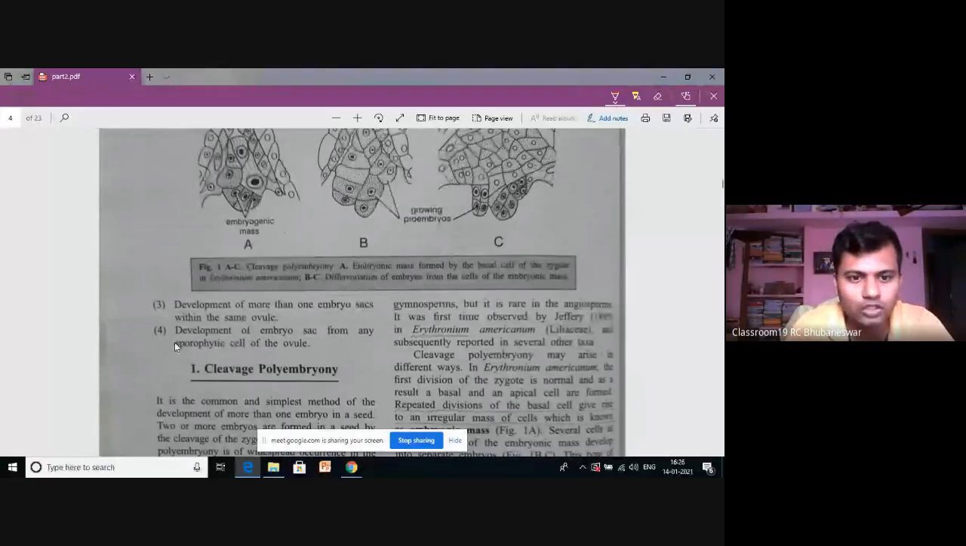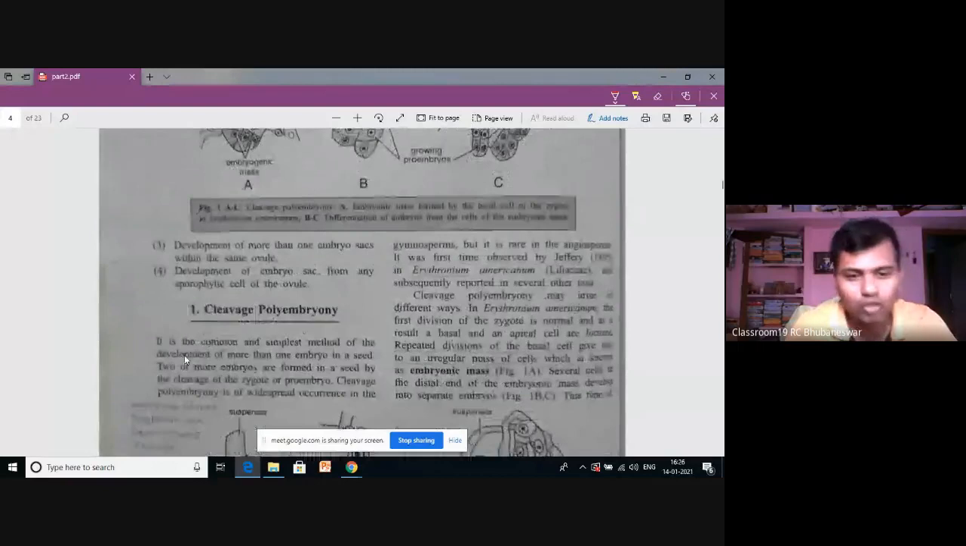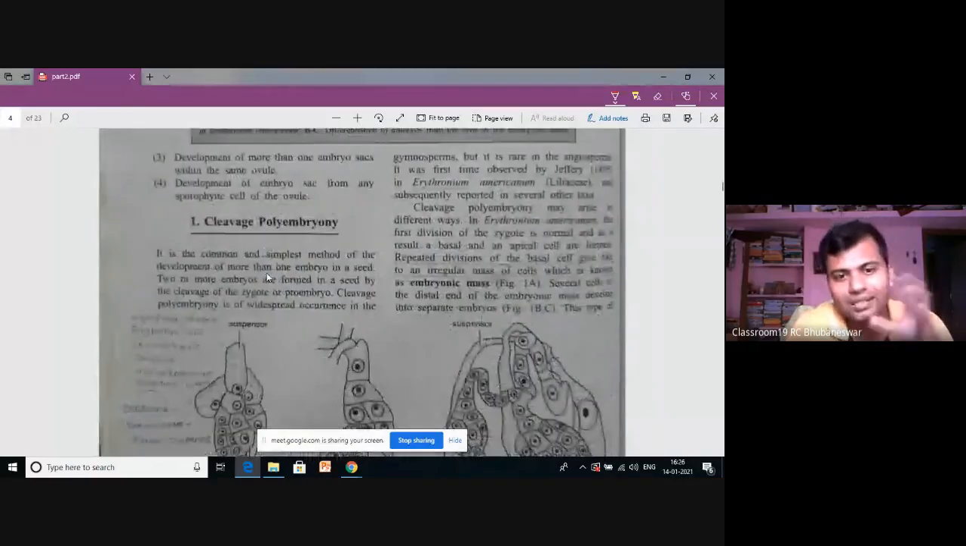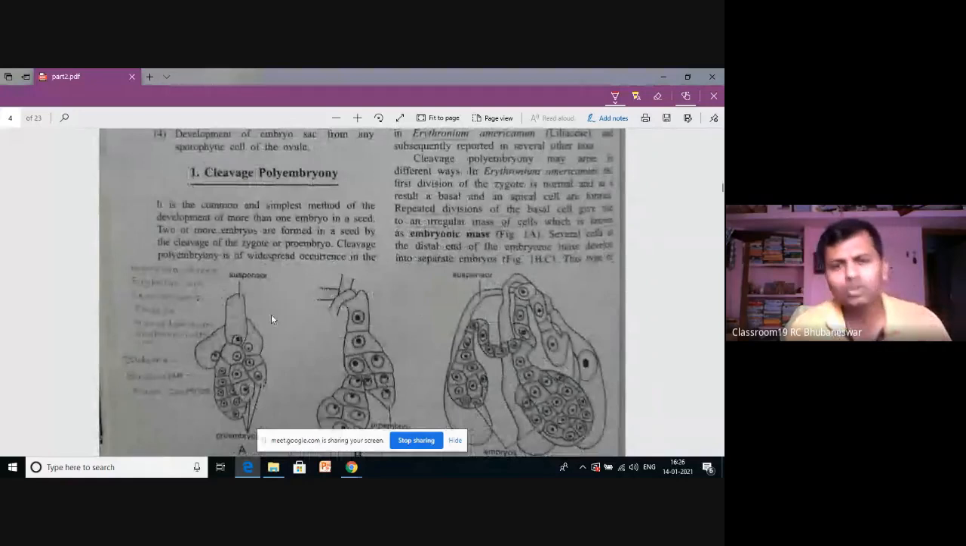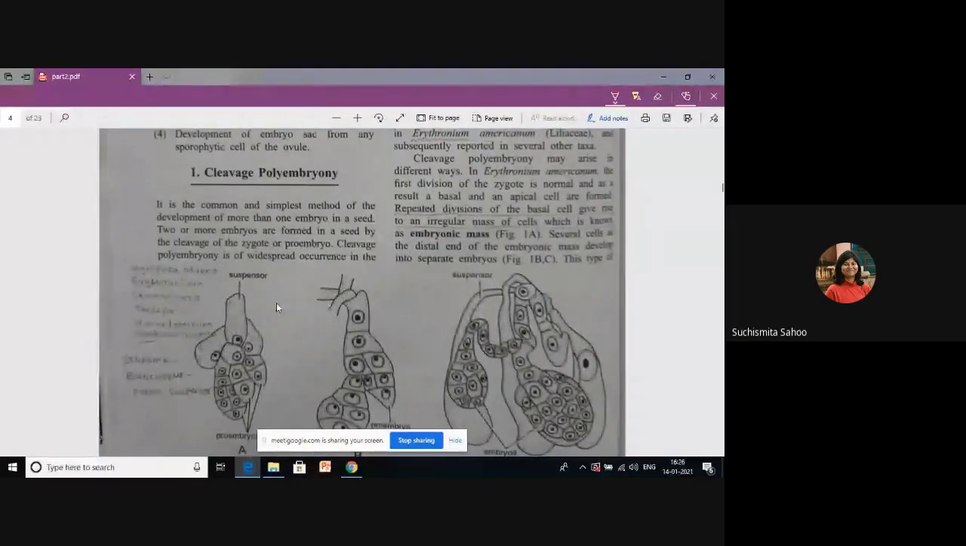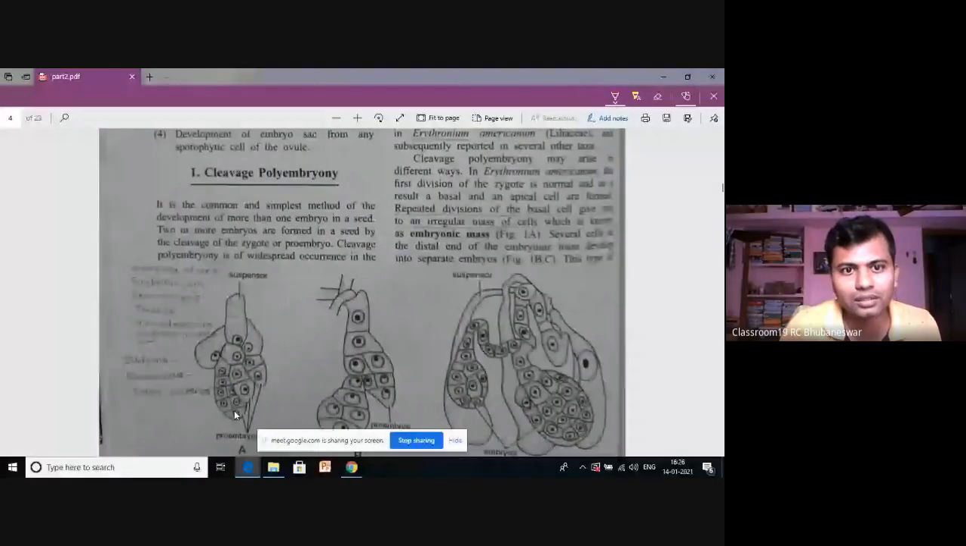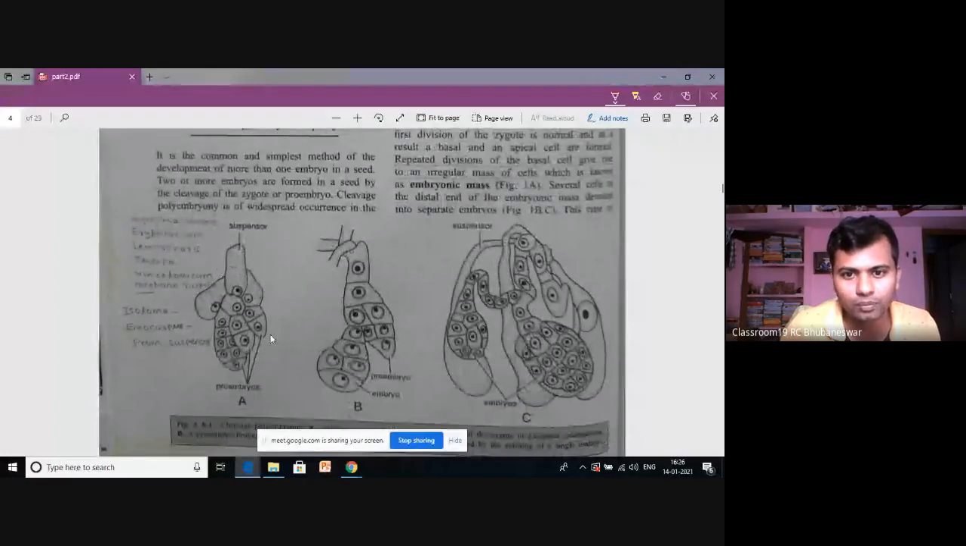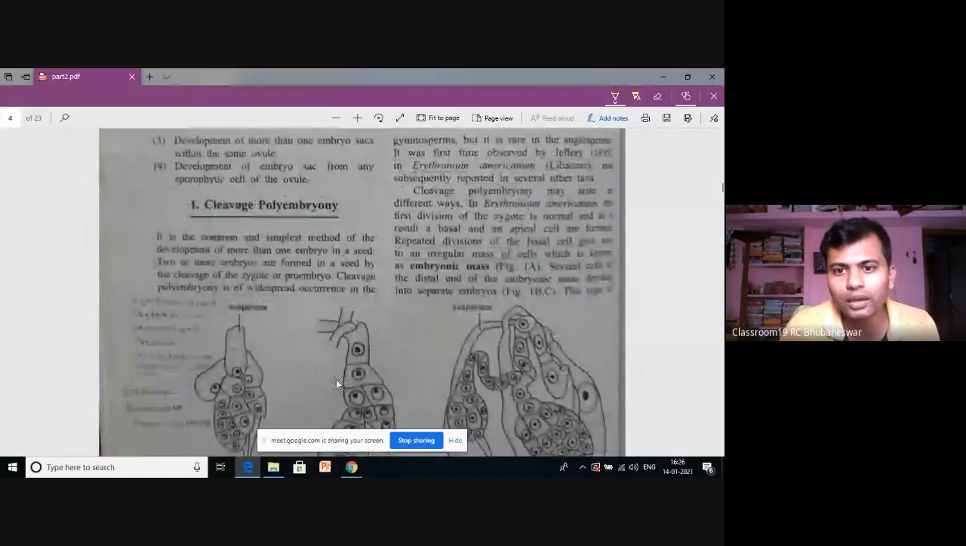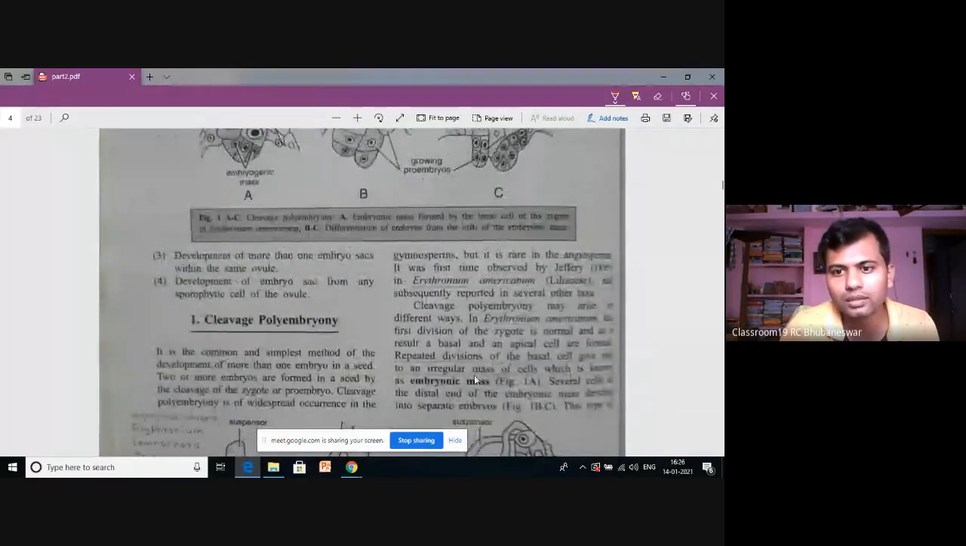So first you have to discuss the causes. The first is cleavage polyembryony. Suppose we have a seed, and inside this seed only one embryo is present. If, due to any cause, this embryo becomes fragmented into two or three, the number of fragments equals the number of embryos. Got this point? This is cleavage polyembryony. Look here, the cleavage occurs. This is one, this is two. Cleavage polyembryony is found in the case of Erythronium.